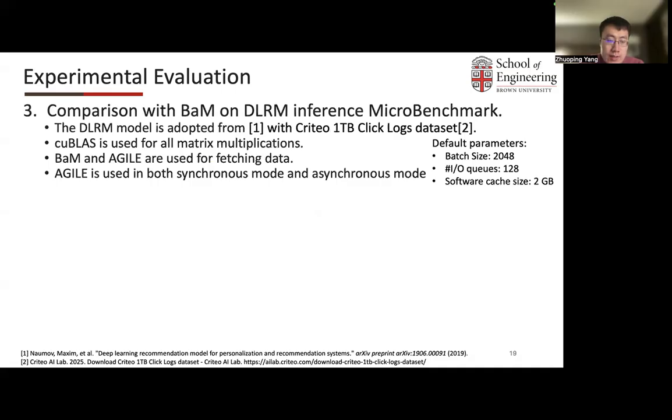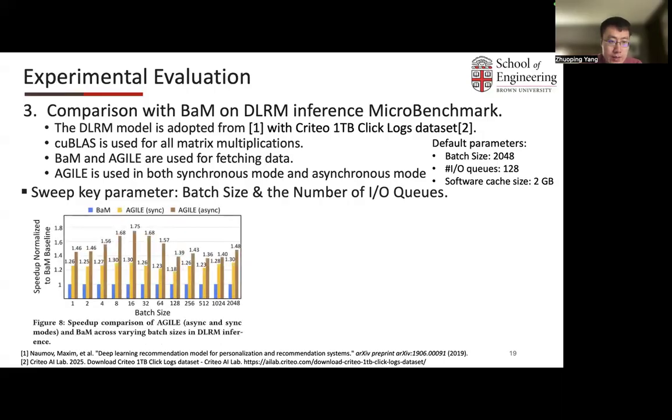We further evaluate Agile on a deep learning recommendation model inference macro benchmark, and we compare Agile with BaM. We use cuBLAS for all matrix multiplications, and we only use Agile and BaM for fetching data. Agile is configured in both synchronous mode and asynchronous mode. We sweep some key parameters in the DLRM inference macro benchmark. First, we sweep the batch size from 1 to 2K. In this case, we can see that Agile synchronous mode always outperforms BaM, and Agile asynchronous mode always outperforms Agile synchronous mode.